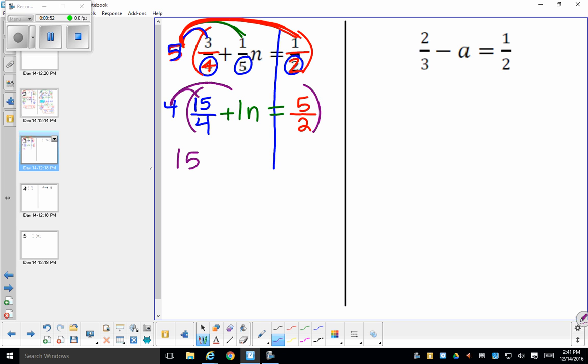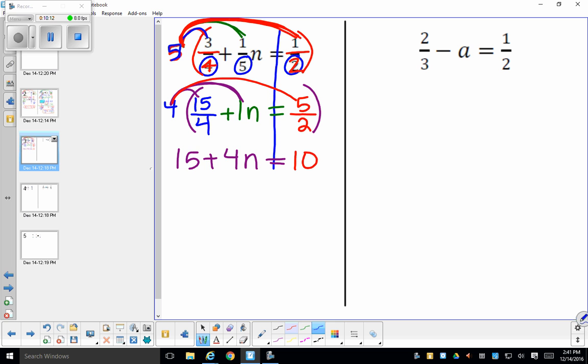Send it in again. 4 times 1 is 4. Reattach the variable n. And the very end here, we have 4 times 5 is 20. Divide by 2 is 10.